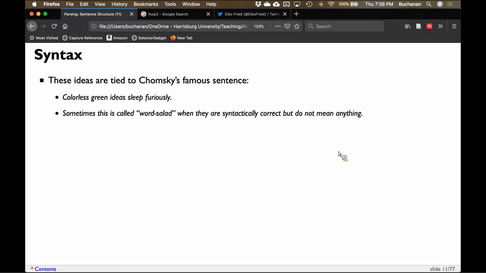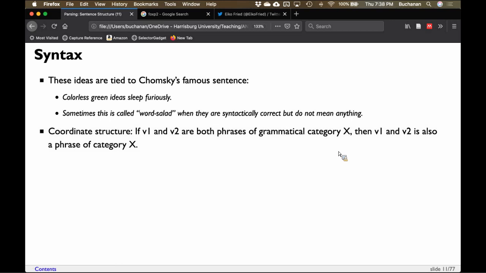If Broca's, the one on the front, is broken, people can give you things that meaningfully make sense, but they have a hard time with the grammar part of it. Okay. And so what we have to think about is sometimes called coordinate structure.